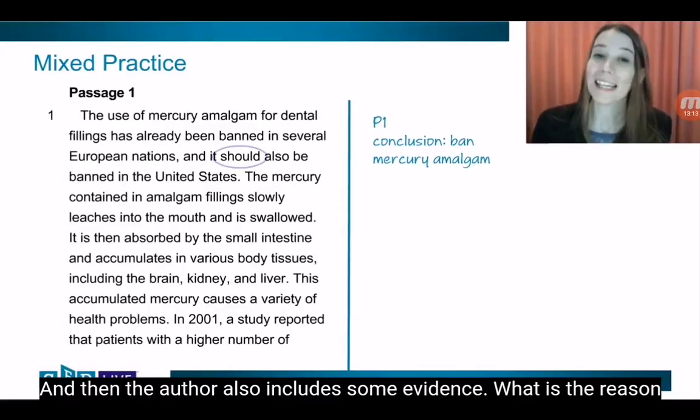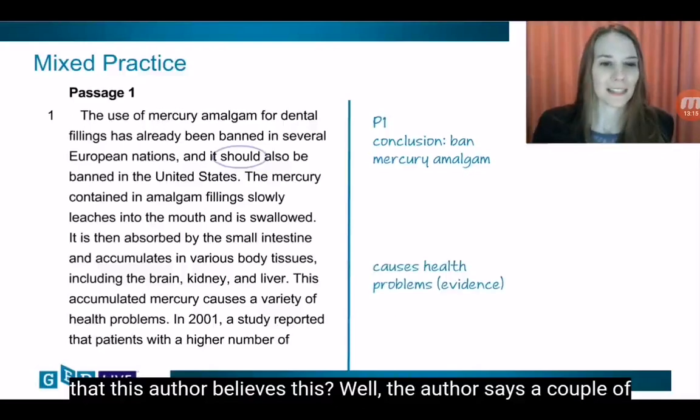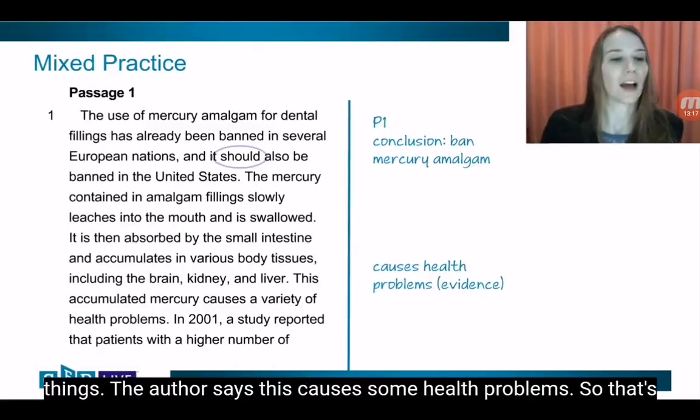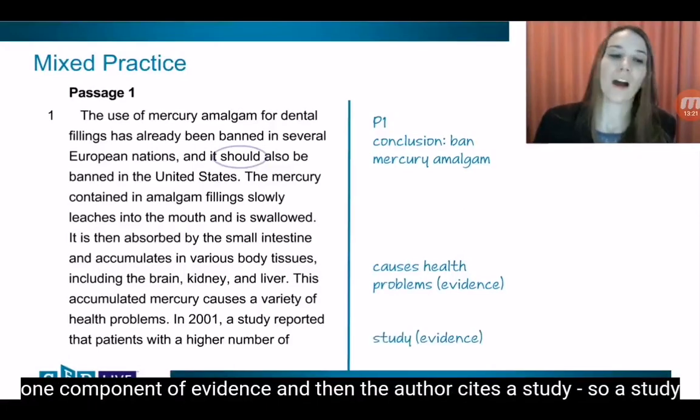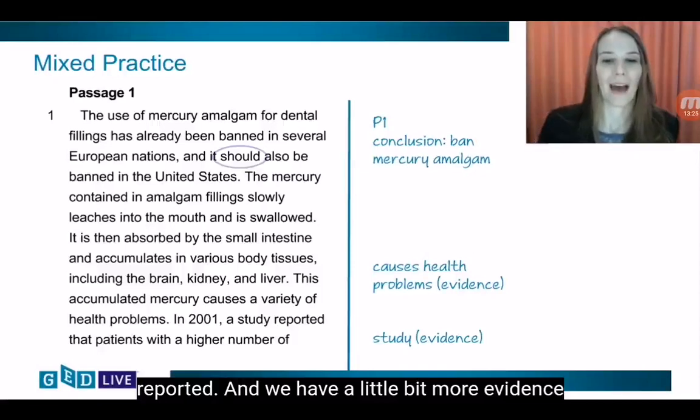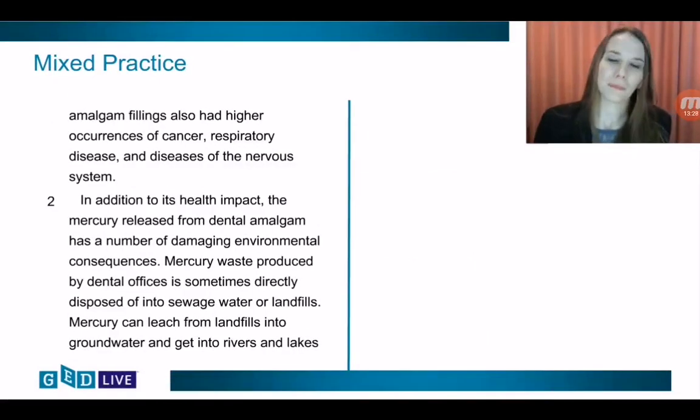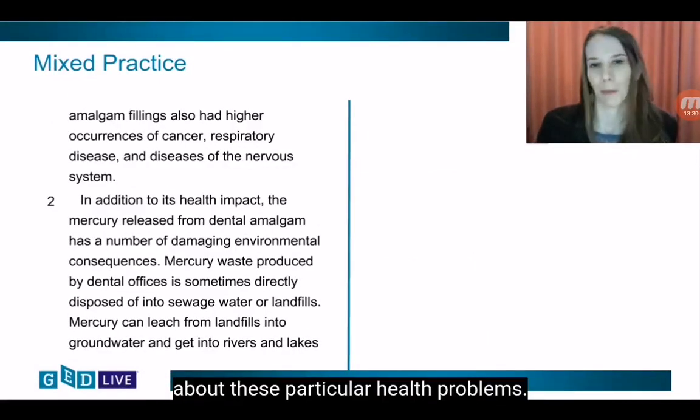What is the reason that this author believes this? Well, the author says a couple of things. The author says this causes some health problems. So that's one component of evidence. And then the author cites a study. So a study reported, and we have a little bit more evidence about these particular health problems.